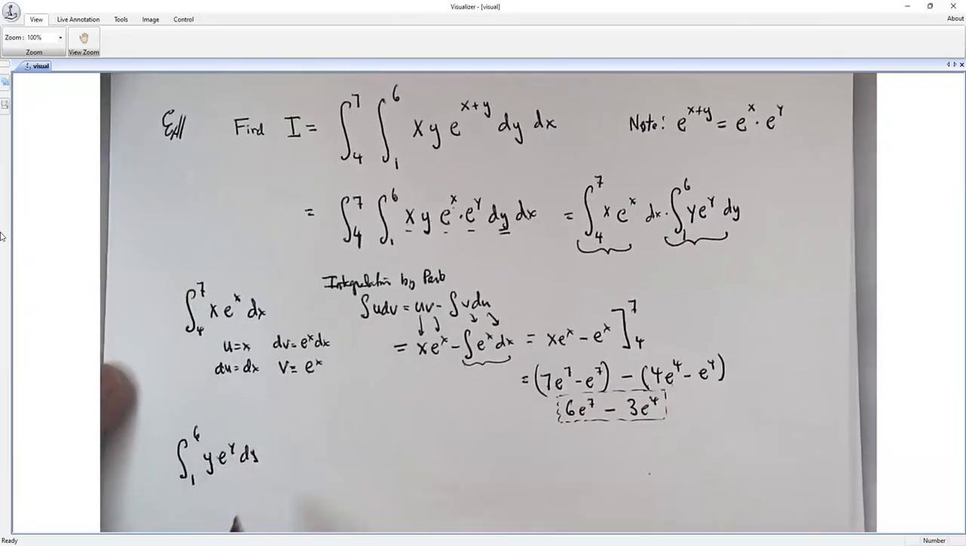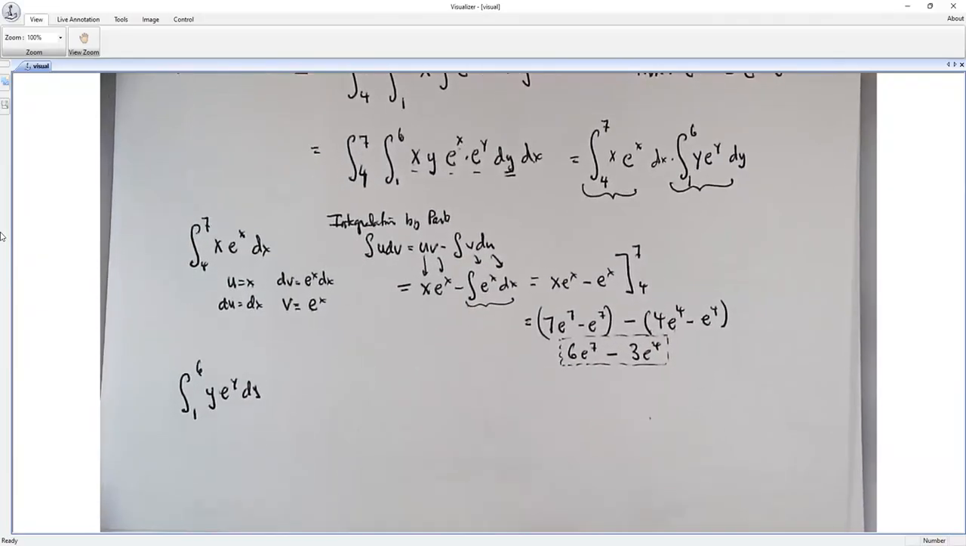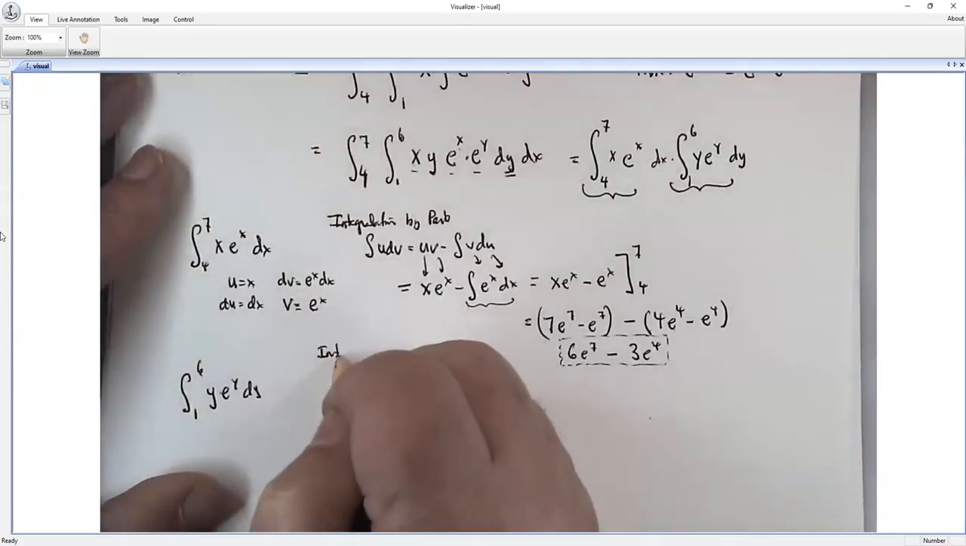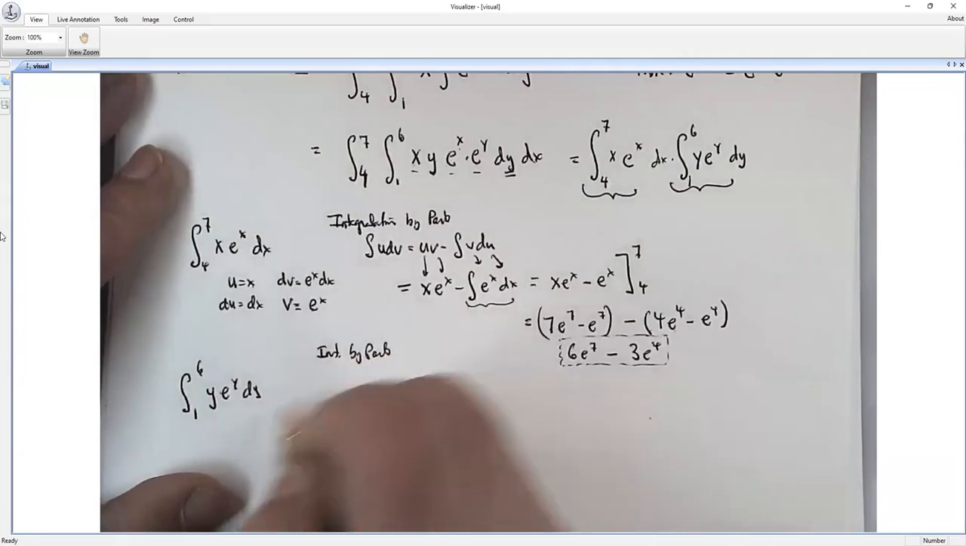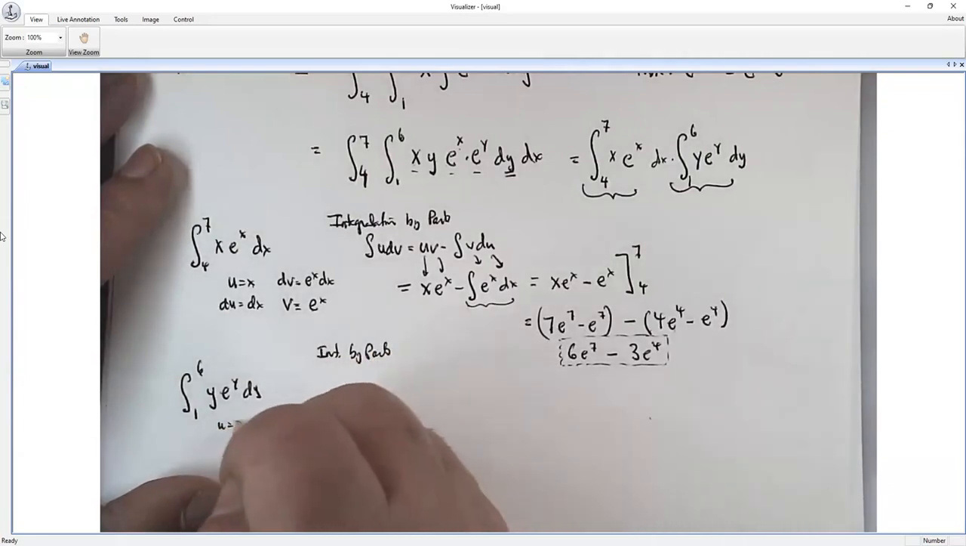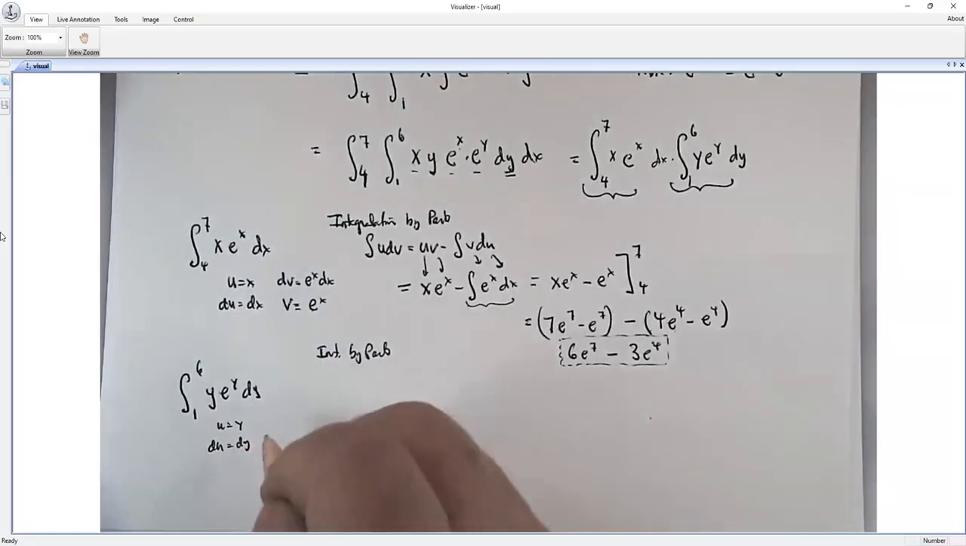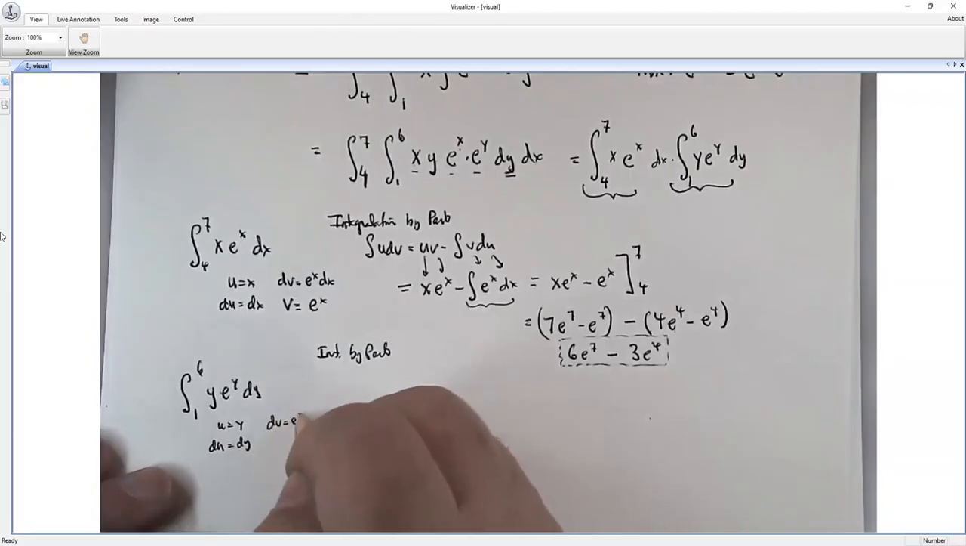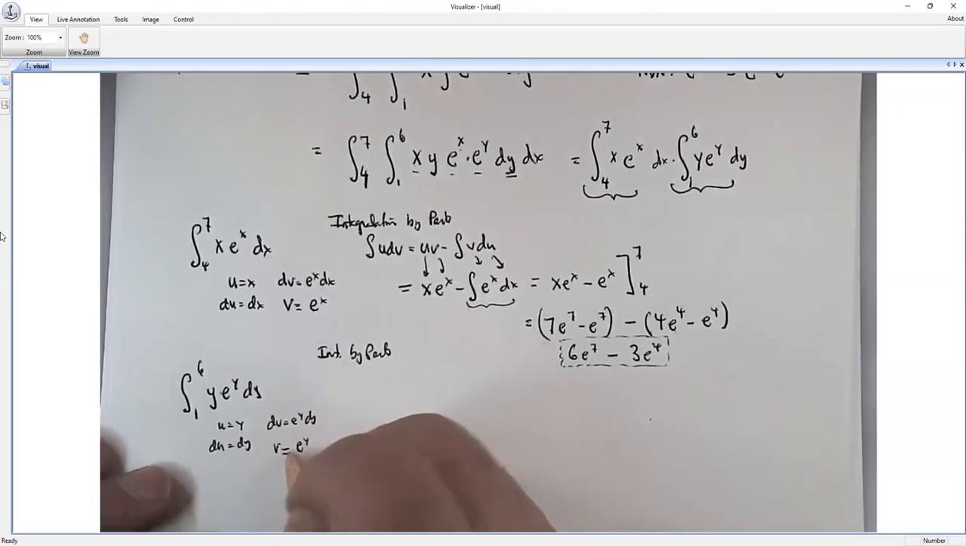Now let's integrate this guy. What is the integral from 1 to 6 of y e to the y? Well, just like the last one, it's not an integral formula I memorized, and it's a product. U substitution doesn't work. And it's a product. So once again, I do integration by parts. I would let u equal y this time. That means du equals dy. That means dv equals e to the y dy. And when you integrate e to the y with respect to y, you get e to the y.